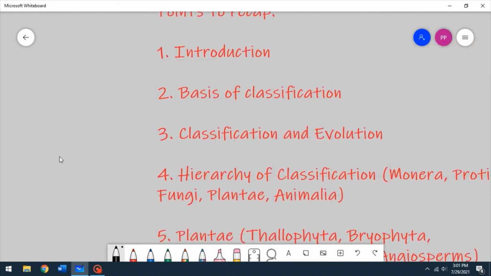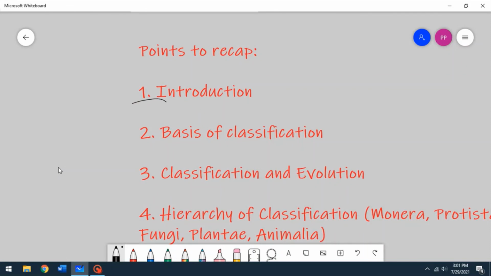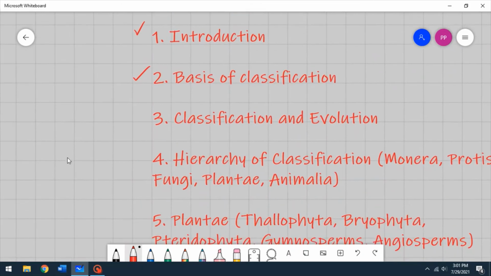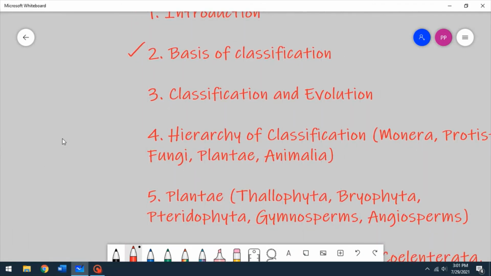Okay, points to recap. First we started the lesson with introduction, and then we talked about the basis of classification, how we ask different questions at each stage to differentiate between prokaryotes and eukaryotes, unicellular versus multicellular, plants versus animals, all of that. And then we learned about classification and evolution, and I gave the example of complex thinking skills versus basic thinking skills while humans evolved from apes. And then we have the hierarchy of classification.